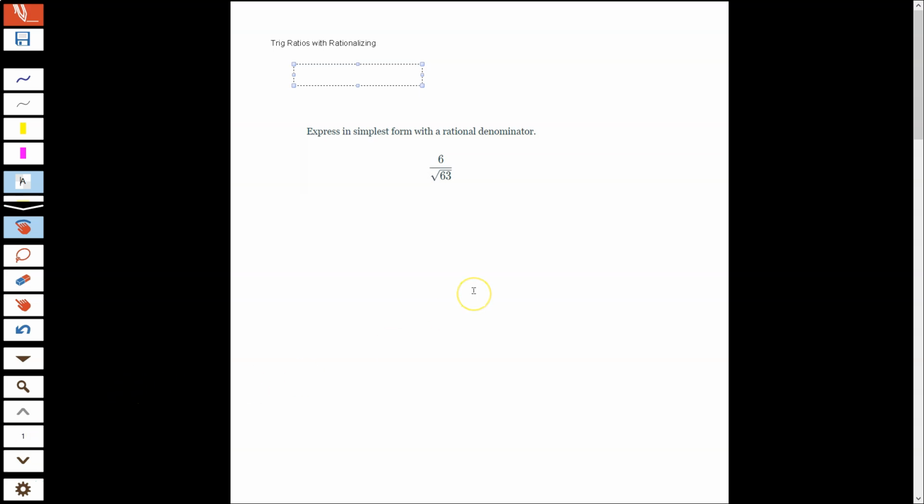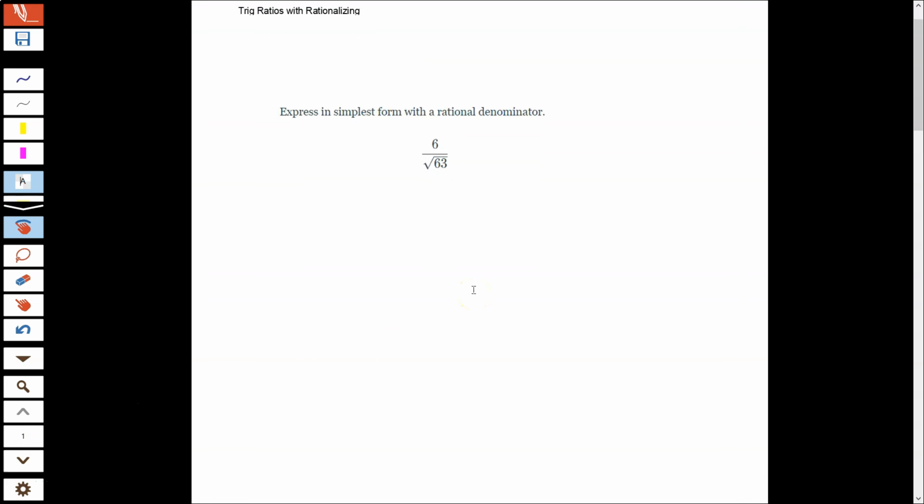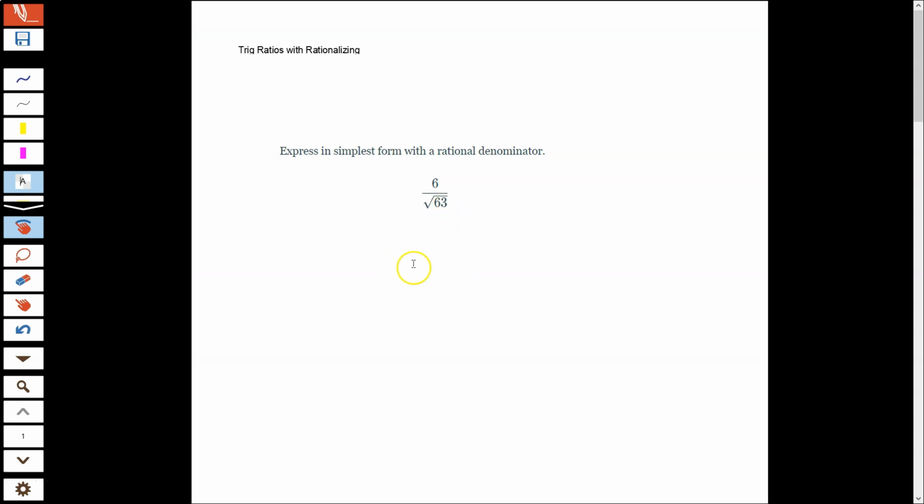Alright guys, we're going to pause our work on trig ratios for just a second and take a look at a skill that is more of just a general math skill. And it's this idea of rationalizing. What I mean by rationalizing is if we have a fraction with a square root here, we don't want that square root to be in the bottom. So rationalizing the denominator means this.